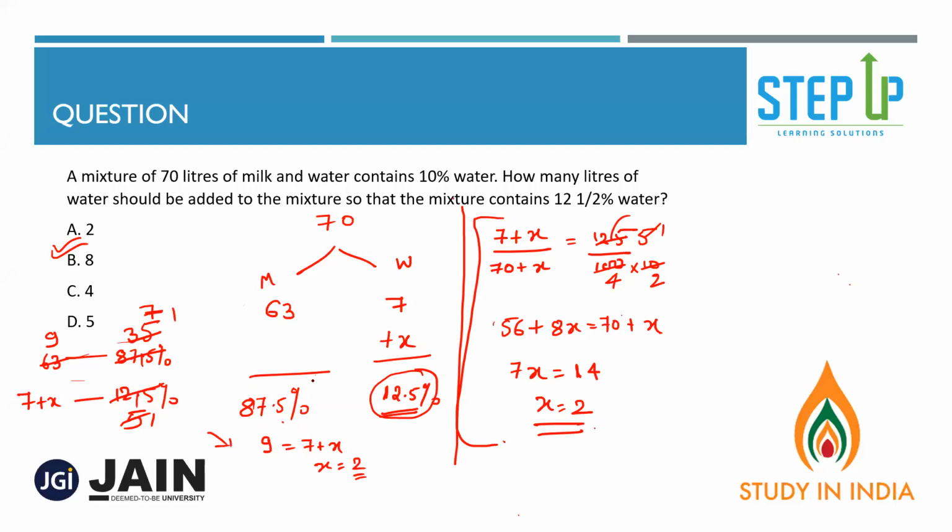Fine, Sanjay? I hope that's clear. If 12.5% in the mixture is water, it means that the remaining 87.5%, that is 100 minus 12.5, 87.5% will be milk. Or else you can use this also. We are adding milk. Does anyone have any question as to why we are adding 70 plus X here?